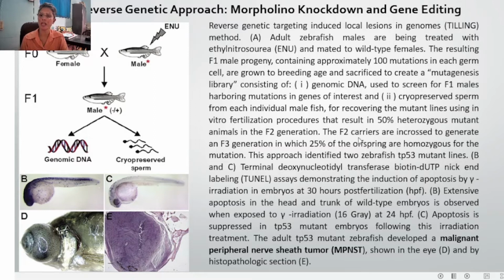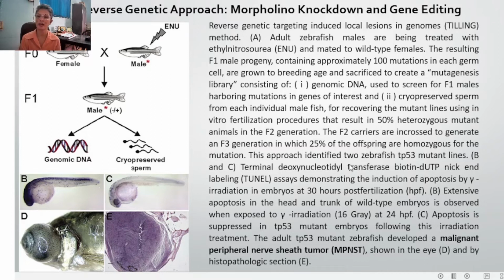The F2 generation will be heterozygous, and this heterozygous F2 generation is in-crossed to generate the F3 generation, in which 25% of the offspring are homozygous for the mutation.